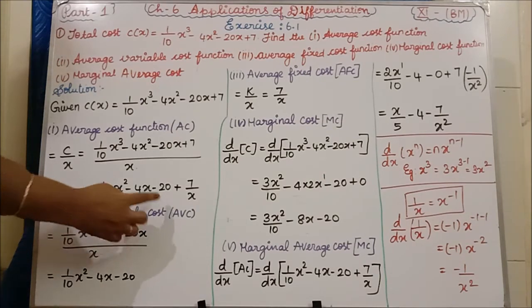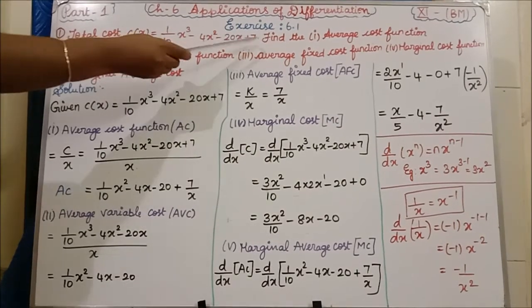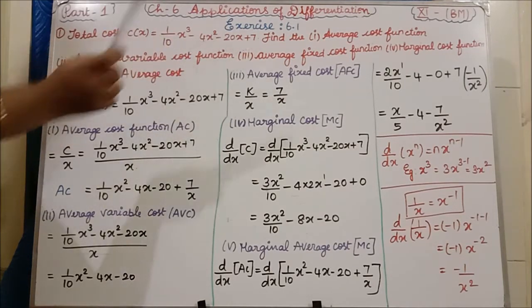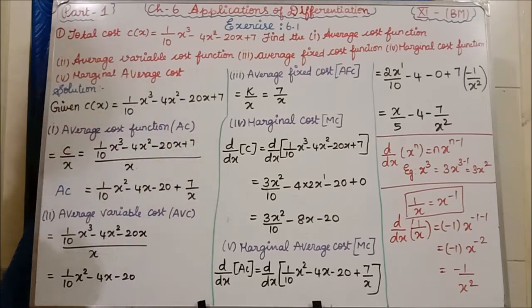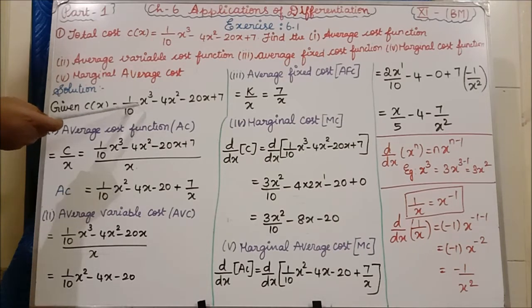Next, average variable cost. Average variable cost means you have to divide the variable cost by x. I told you when teaching the concept itself, variable cost means you should not consider the constant term. Where we have the variable, that alone you are going to take. So 1/10 x cube minus 4x square minus 20x. You should not take this 7. Variable means the terms where you have the variable, those alone you take.